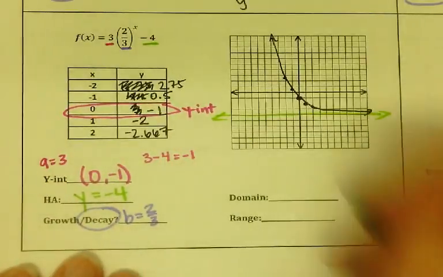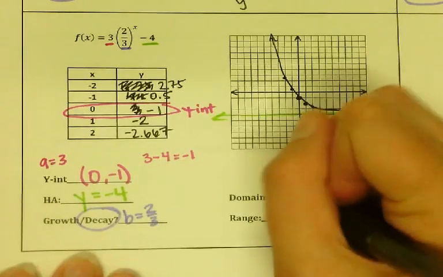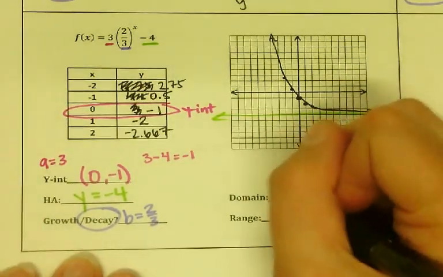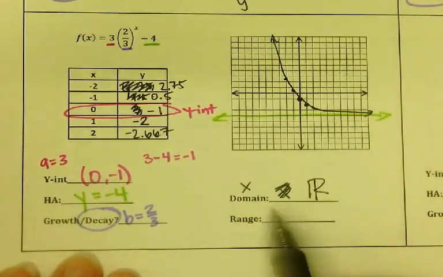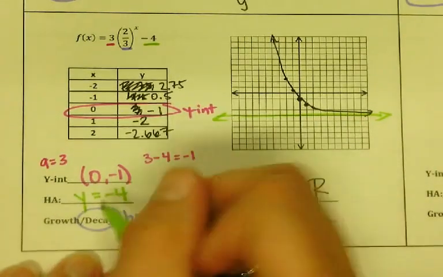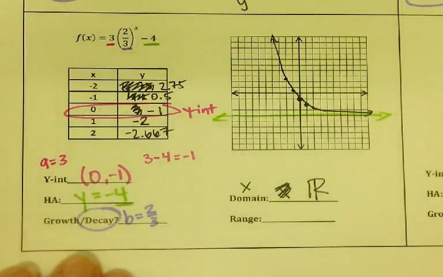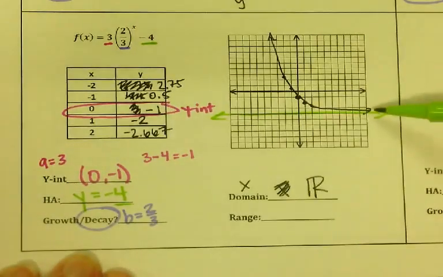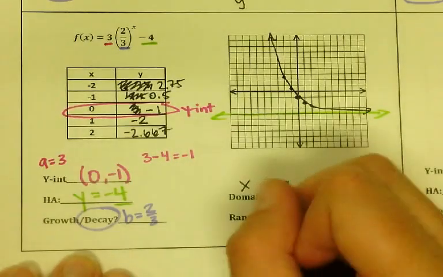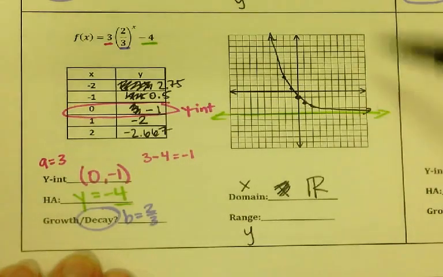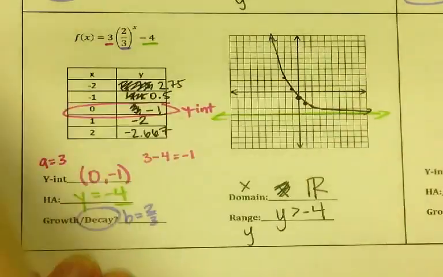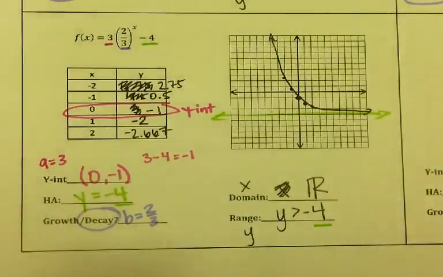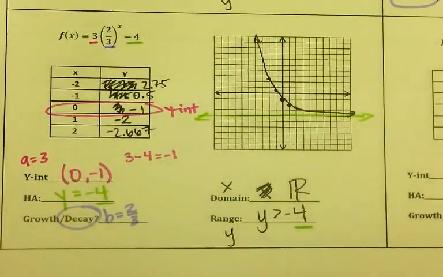Now once again, guys, my domain is my x values, which in this case is all real numbers, forever to the left, forever to the right. But my range is connected to that horizontal asymptote. So my y values are all above the asymptote because it's above the line. So that means it's greater than -4. All right, guys. So this was a pretty good review of our little functions here.